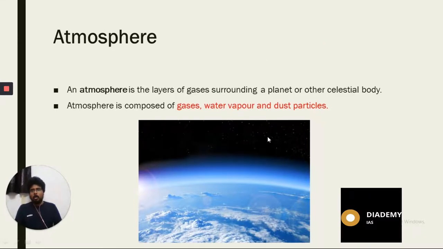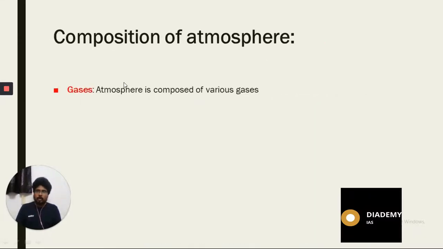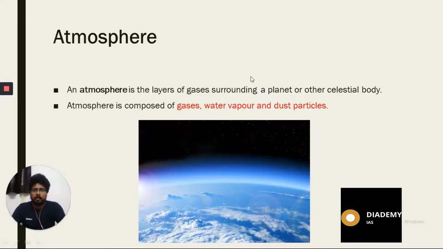Now, what is atmosphere? An atmosphere is nothing but everything around us. What is around us? We have gases, water vapor, and dust particles. So atmosphere is the layer of gases surrounding a planet or any other celestial body. So for Earth, we have gases, water vapor, and dust particles.